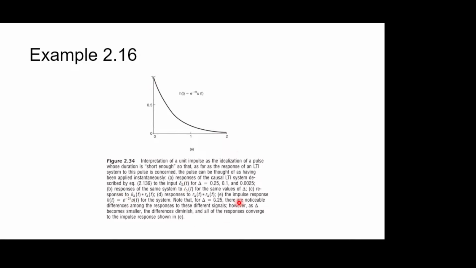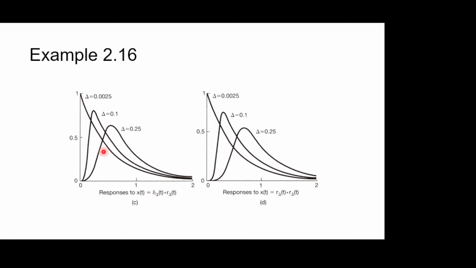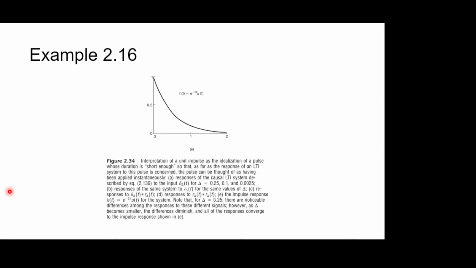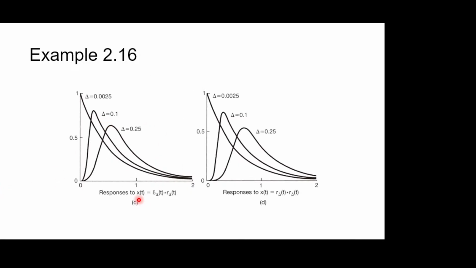There is more discussion here about how small the triangle needs to be, whether it is small enough. That will depend on the coefficients in your differential equation. But anyway, we take triangle to 0, and we claim that it doesn't matter which function you approximate x of t with. It should all become the same limit. So we think they all have the same limit, delta of t.